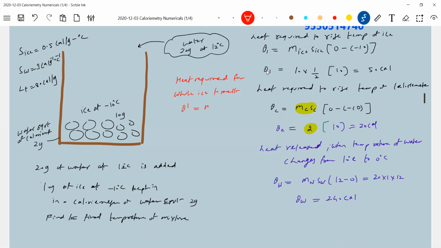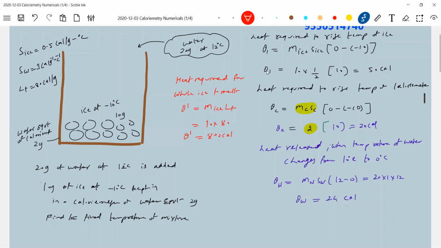This is the mass of ice into the latent heat of fusion. Mass of ice is how much? 10. Latent heat of fusion how much? 80. 800 calories is needed. But what actually is available? 240. In that 240 calories, 70 calories is used to bring the temperature from -10 to 0. So in 240, if you take out 70, how much will be left over? 170 calories is left over. So that 170 calories is utilized to melt the ice.